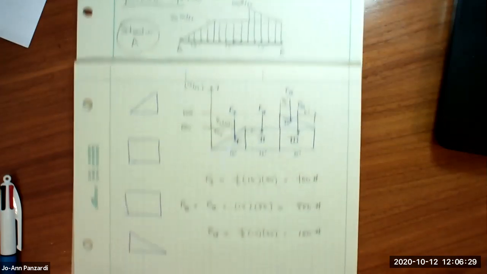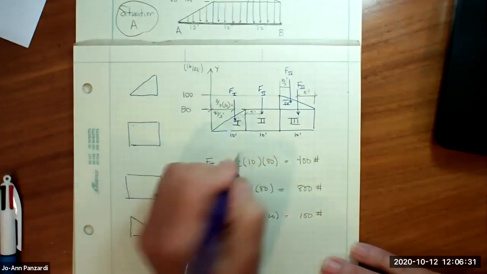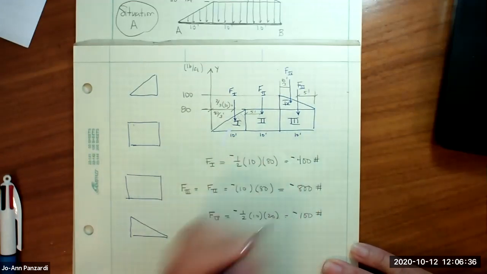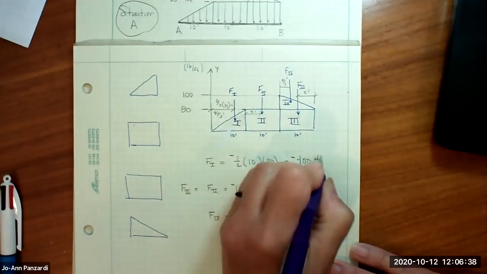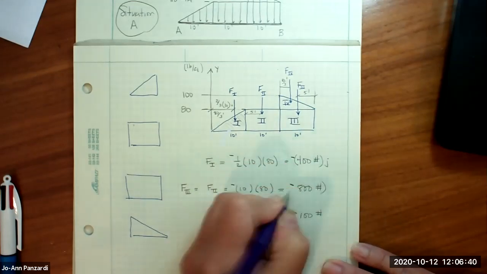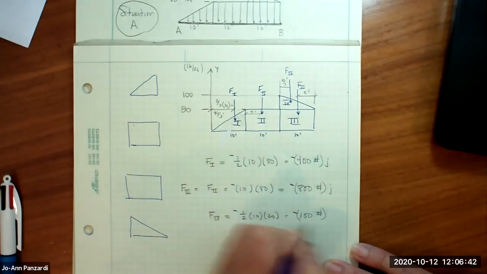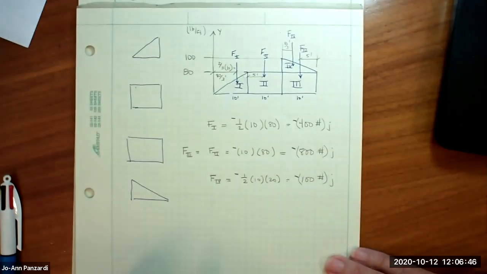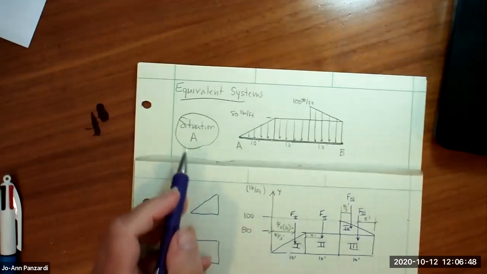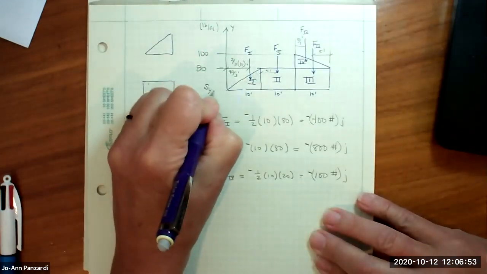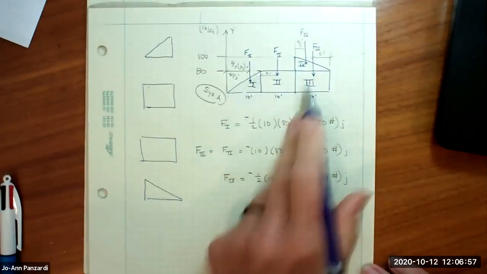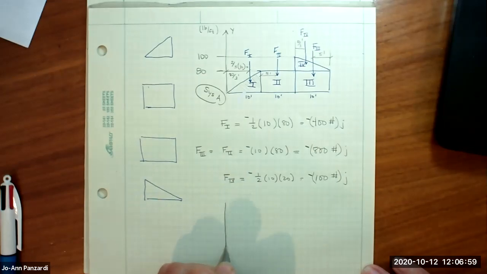Okay, now I have to put the direction, right? Forces are vectors. All the forces are going down, right? So they all have a negative value, and they're going negative in the J direction. So what I did right now is we could say I called this situation A or system A. This is system A. I could now reduce this to an equivalent system.